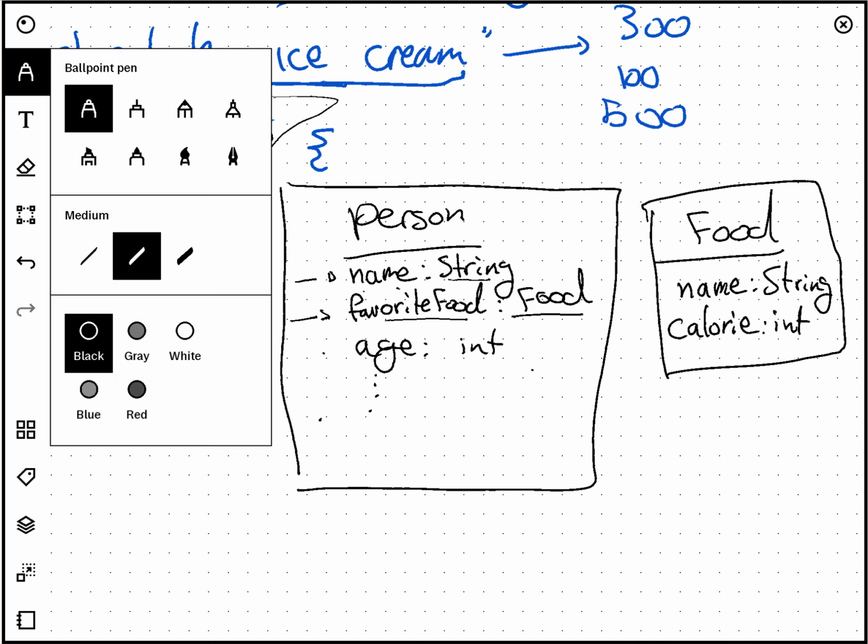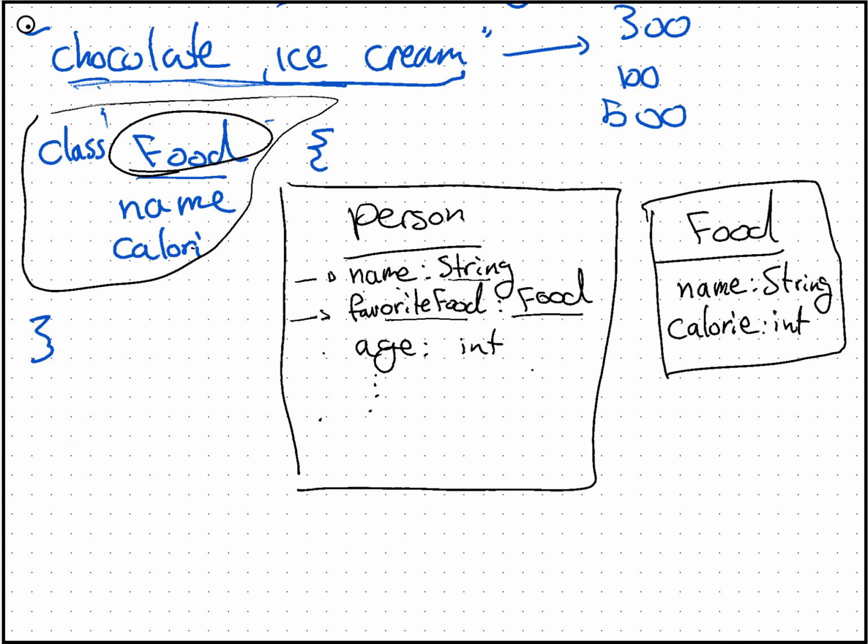And then all you're essentially saying is a person has a food. Does that make sense? Okay, yes, it does. Yeah, okay. So how would we code this?